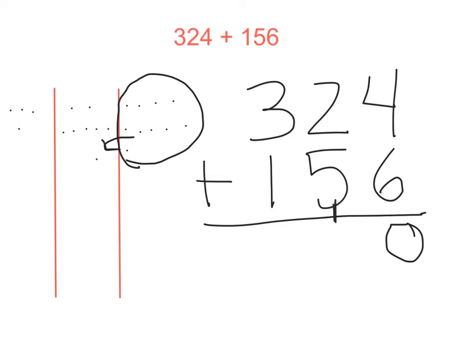Now I need to add up my tens. So I have the 2 tens plus the 5 tens plus the 1 ten, which will give me 8 tens. And now I add up my hundreds. I have 3 hundreds plus 100, which gives me 400. So my answer is 480.